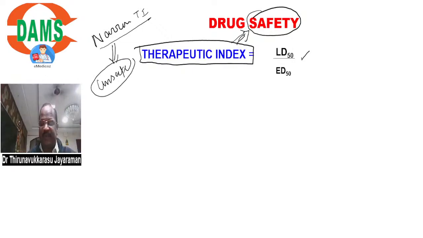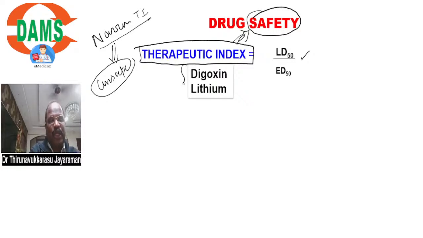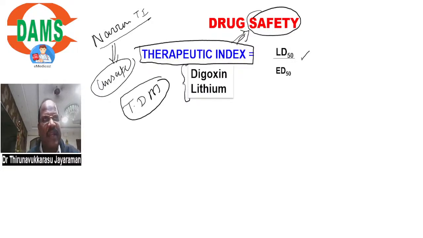For example, drugs like digoxin, lithium. These drugs are some examples for drugs having narrow therapeutic index. My question, if a drug has a narrow therapeutic index, you should be very careful while using this drug. Come on, what happens? You should do therapeutic drug monitoring. Estimating the drug level in the plasma periodically, called TDM.